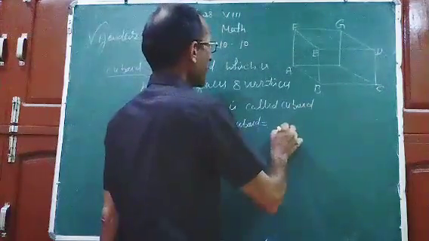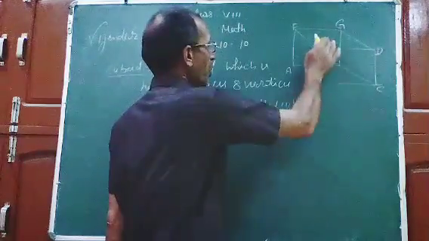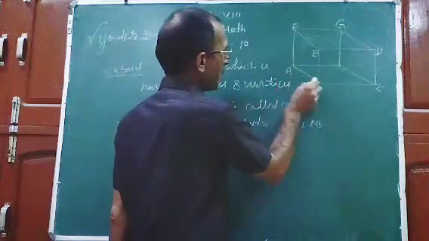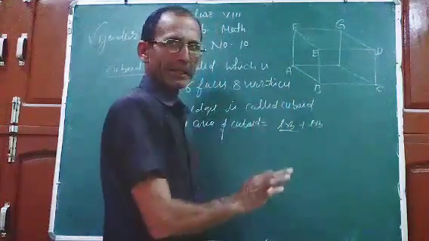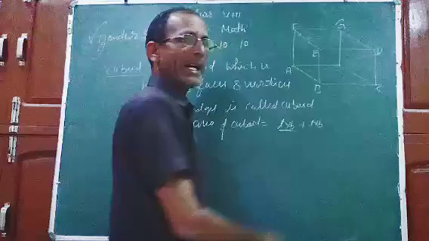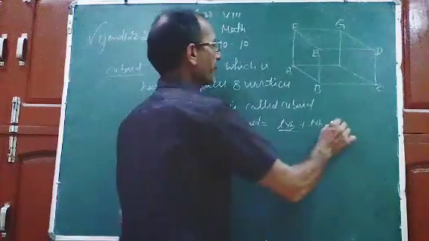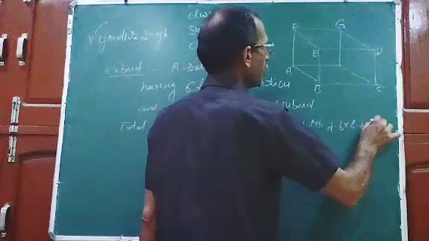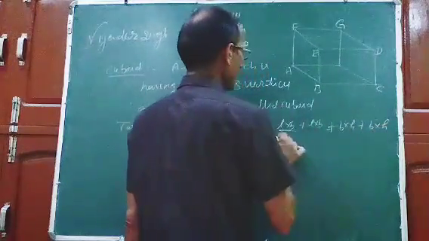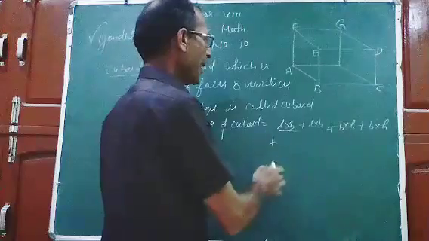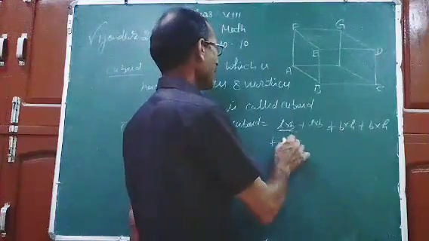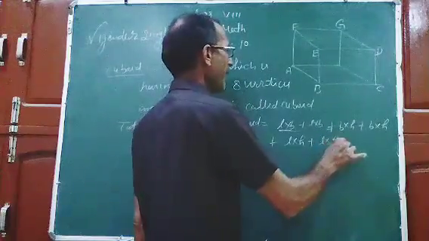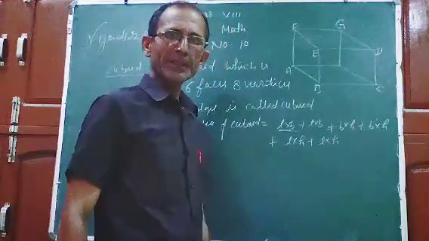So length multiplied by breadth, top also length multiplied by breadth. For this face, this is the breadth, this is the height. So breadth multiplied by height, and that also breadth multiplied by height, plus length multiplied by height, plus length multiplied by height. Any doubt, any confusion?